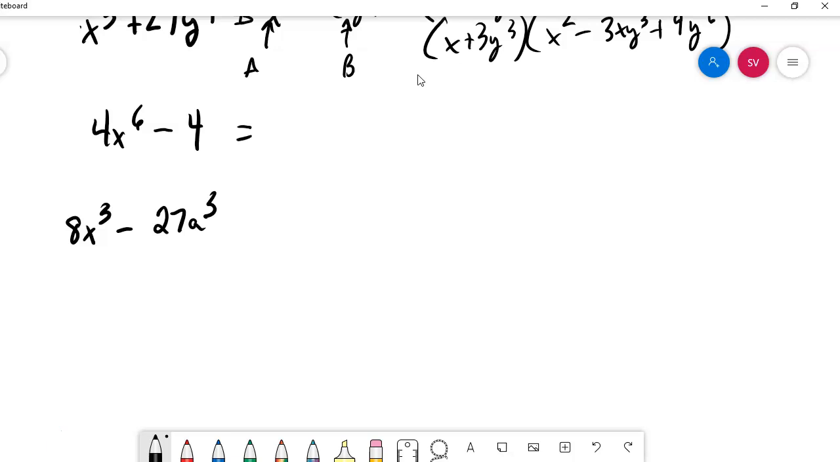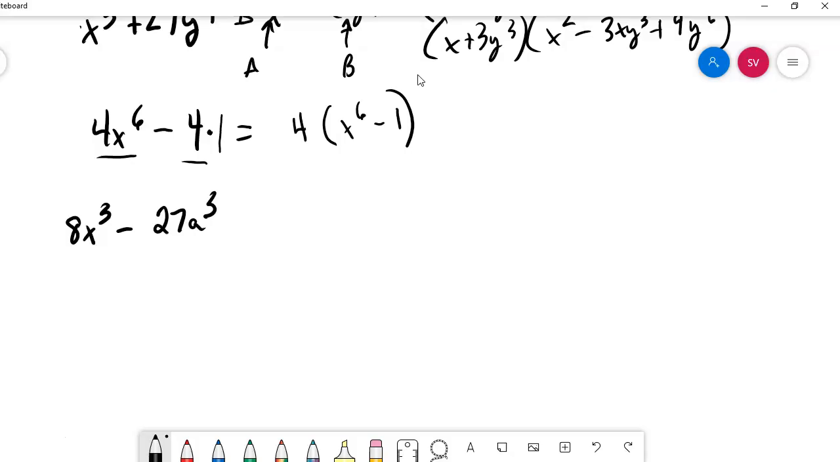So, a couple different methods of factoring here. Notice that there's something common between 4x to the sixth and 4. Remember that this 4 is assumed to be multiplied by 1. So you say what's common? That'd be a 4. So what am I left with? X to the sixth minus 1.